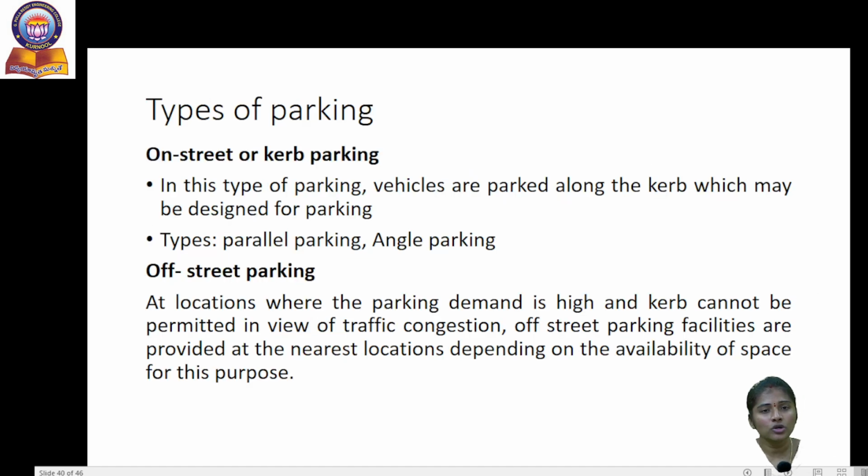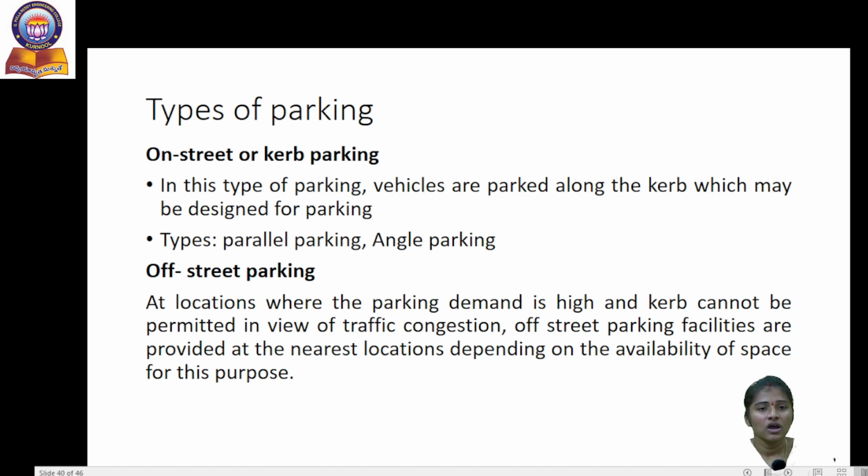which is equal to 10 vehicles per space in a period of 12 hours. Okay, so we have two types of parking facilities. One is on-street or curb parking, another one is off-street parking. In on-street parking, vehicles are parked along the curb, which may be designed for parking. So we have parallel type of parking and angle type of parking. In angle parking, the 45-degree angle type is the best, because it accommodates more vehicles and parking is very easy in 45-degree angle parking.